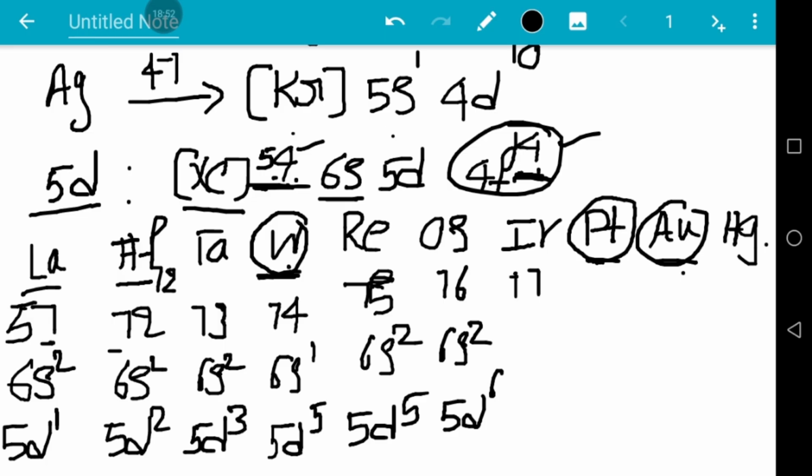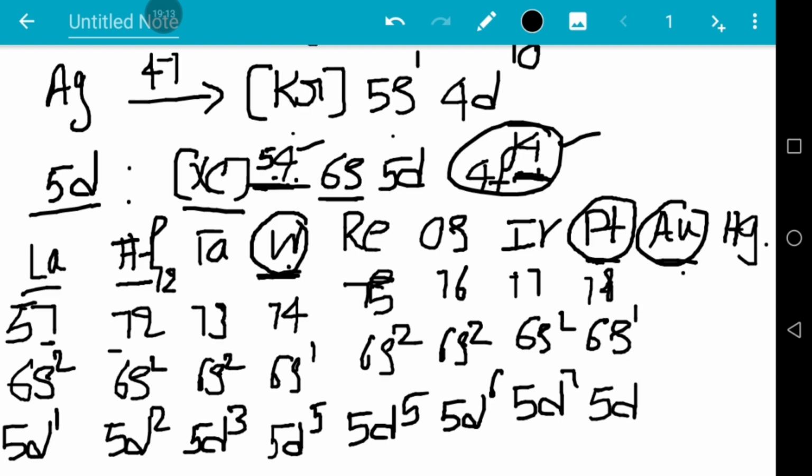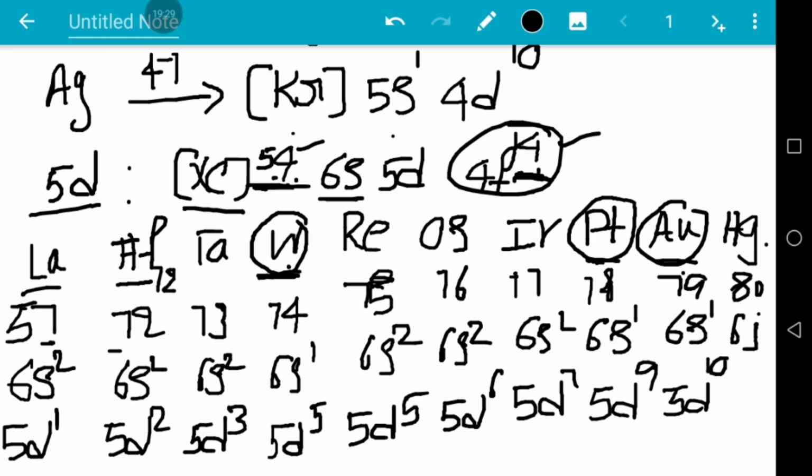Next, platinum is a different configuration, meaning an exceptional configuration. What is the platinum atomic number? 78. So exceptional means you have to write 6s1. Then the remaining how many electrons? 9 electrons we have to keep in 5d9. Next, gold 79. So this is also exceptional. So 6s1 and the remaining 10 electrons 5d10. Next, mercury is 80. So this is a normal configuration only, 6s2 and 5d10. So this is the electronic configuration of the 3d, 4d and 5d series.